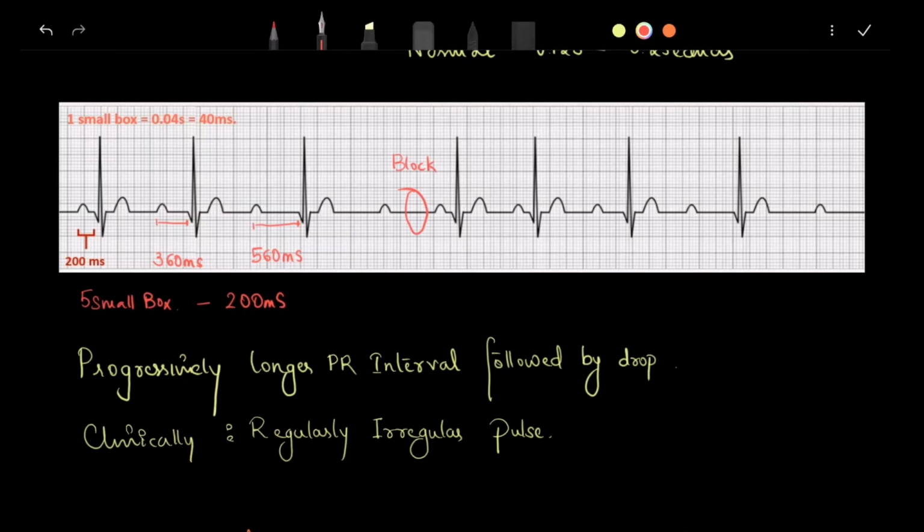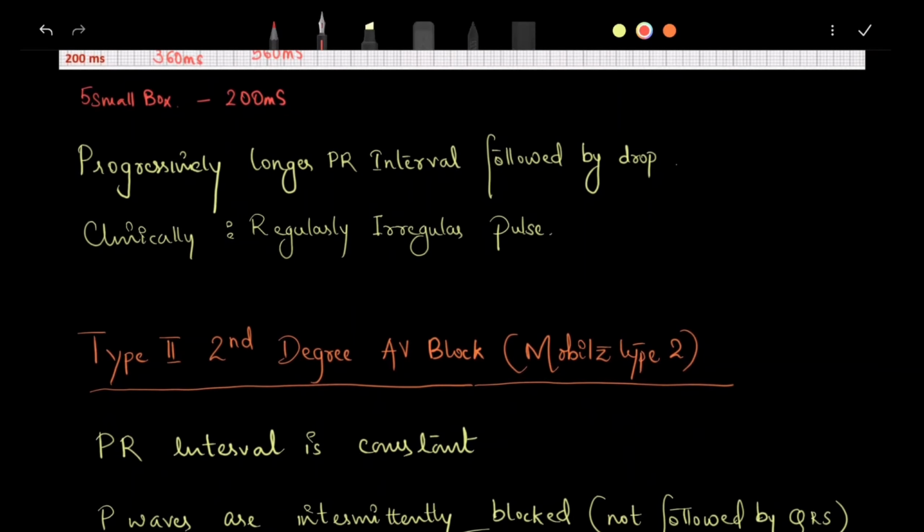Beat block. Here there is no QRS. So this P wave, the atrial electrical activity, is not conducted to the ventricle. That is blocked here. So the progressively increasing PR interval with the next beat being blocked, those are the keywords here. That is a progressively longer PR interval followed by a dropped beat.